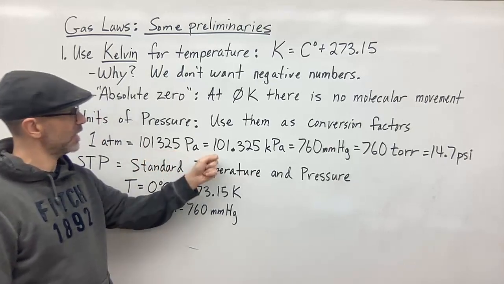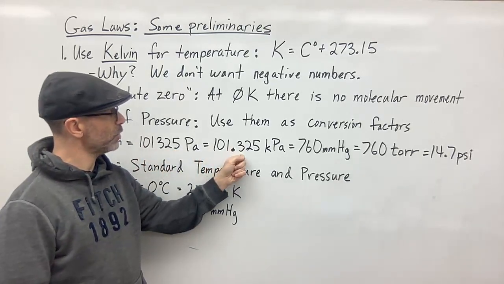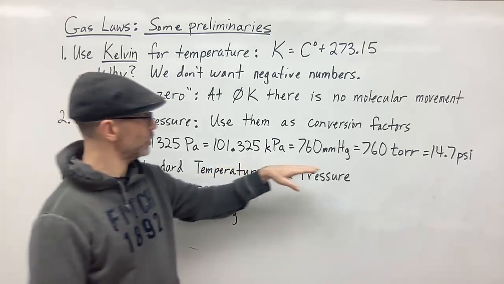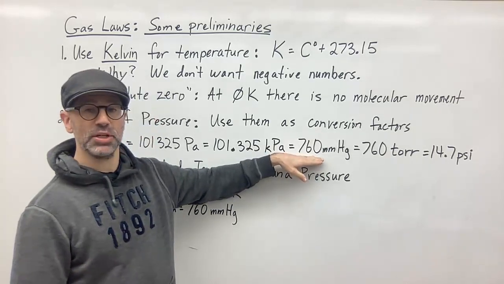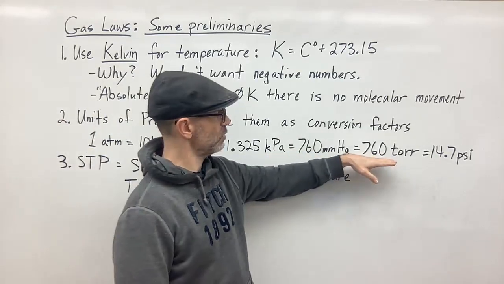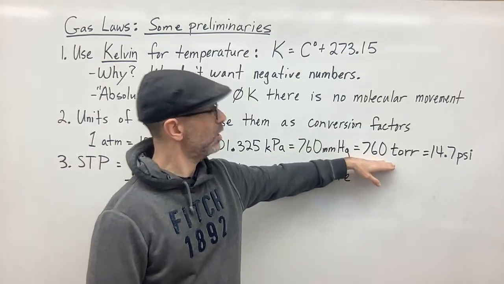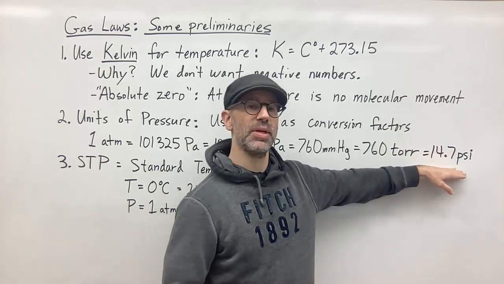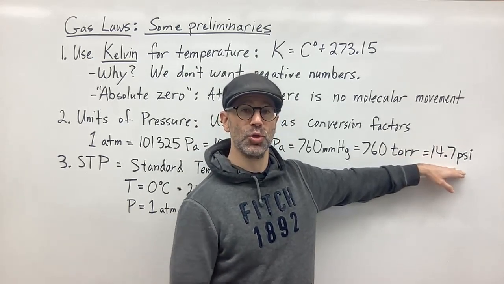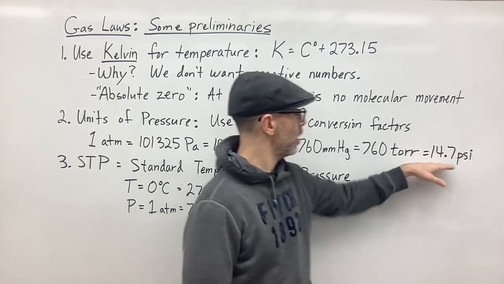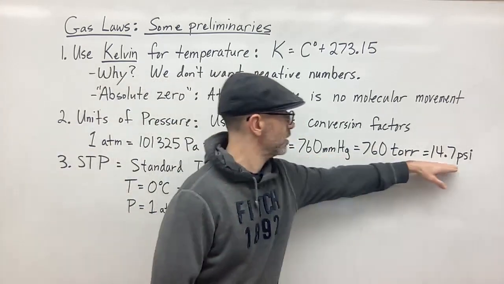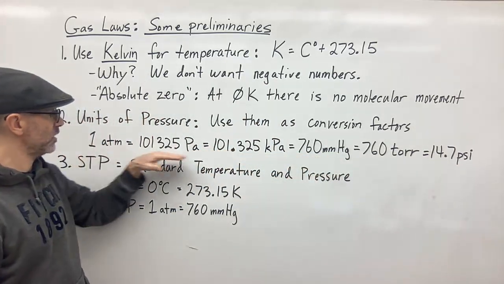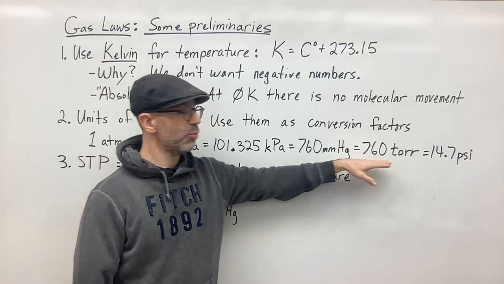101,325 pascals is the same as 101.325 kilopascals, which is then equal to 760 millimeters of mercury, which is equal to 760 torr, which is then equal to 14.7 psi. Psi stands for pounds per square inch. So these are the units and the equality relationships between each of these different units of pressure.